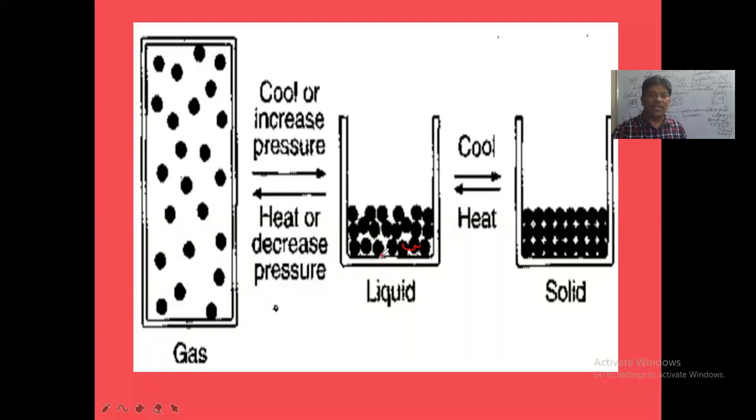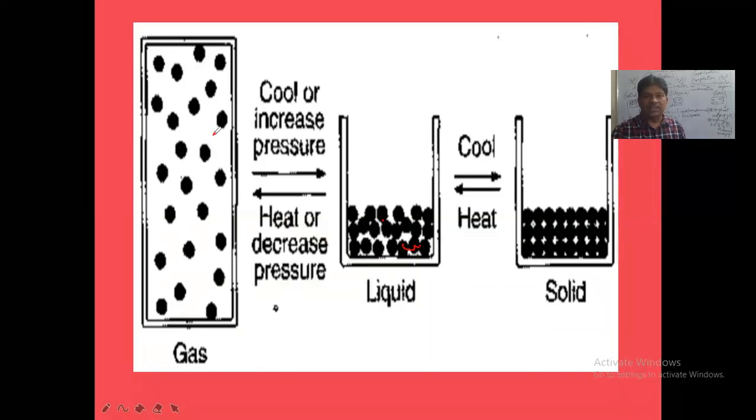Next, when you continue heating the liquid, it will be converted into the gaseous state. So by increasing temperature, we can convert the liquid into gas. Also, by decreasing the pressure on the liquid, it may evaporate into gas. When you decrease the pressure, the molecules of the liquid go into vapor state. Evaporation takes place. When you decrease the pressure or increase the temperature, the liquid state changes into gaseous state.